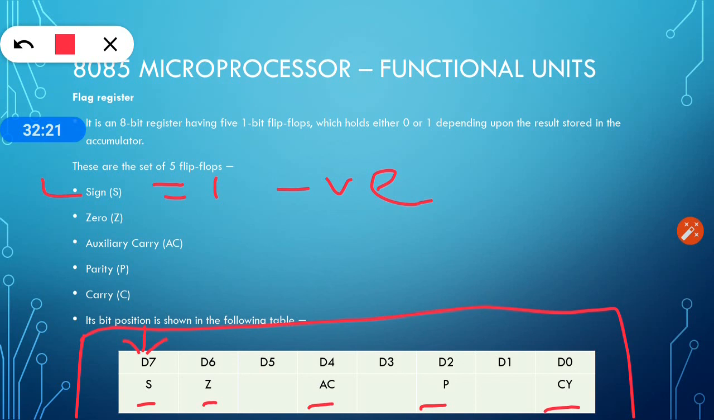So now the next flag is the zero flag, right? So the zero flag, as the name indicates, if the result of the operation of the ALU is 0, only at that time its value is 1. If output is 0, then this zero flag becomes 1. Next flag is auxiliary carry. Okay, this D4 is the auxiliary carry.